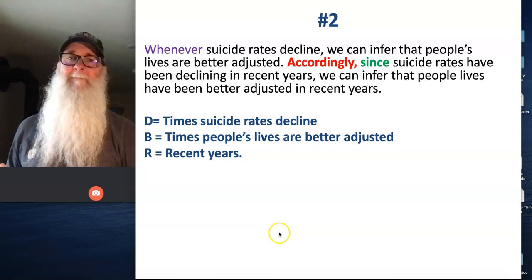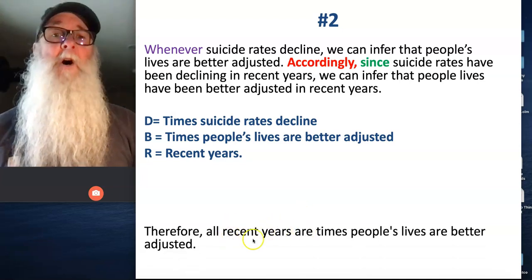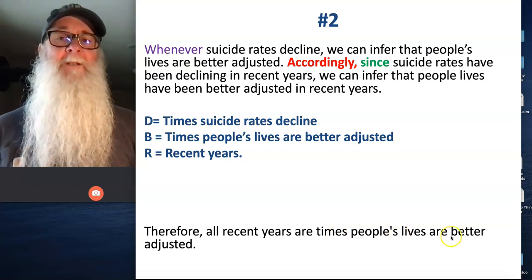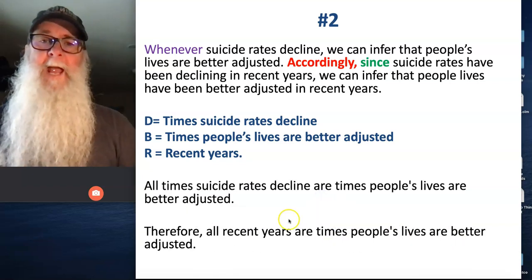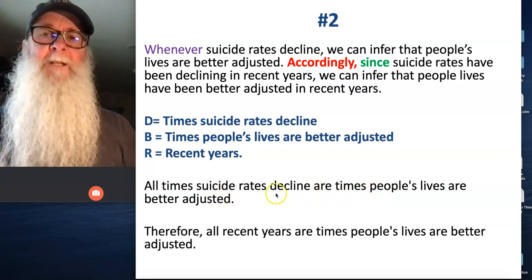I chose to begin by writing out the argument with the full terms. So our conclusion statement is, all recent years are times people's lives are better adjusted. And my first premise is this: all times suicide rates decline are times people's lives are better adjusted.